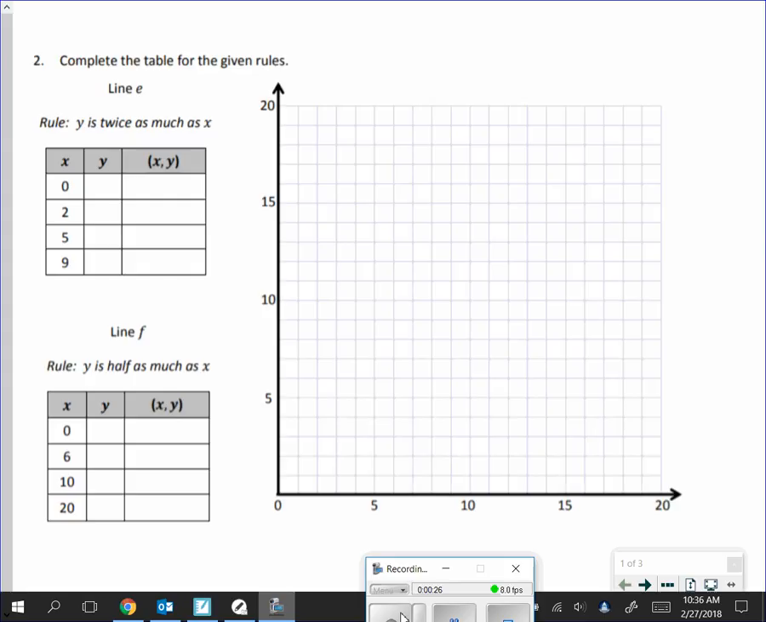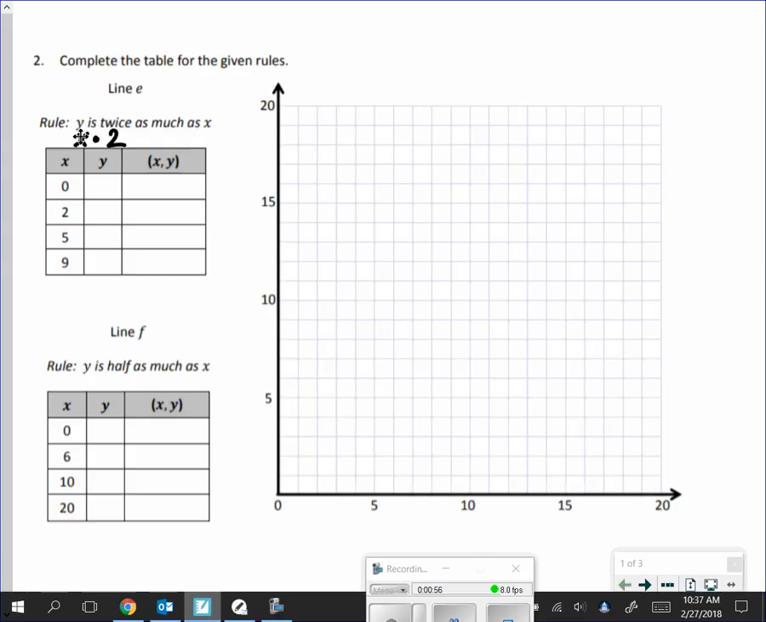That y is twice as much as x. So if my x is a number, I have to do what to get my y? Double it or multiply it by 2. So whatever I do here, it's x times 2 to get my y.